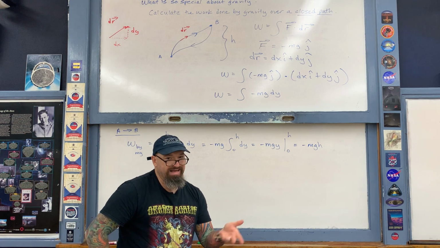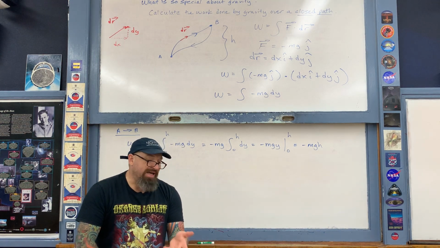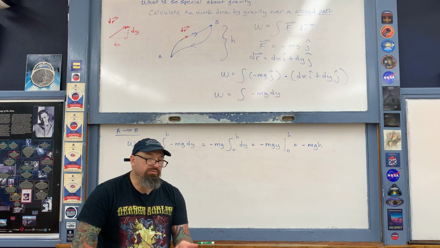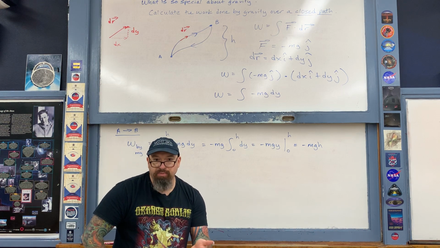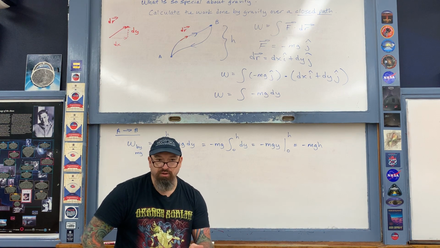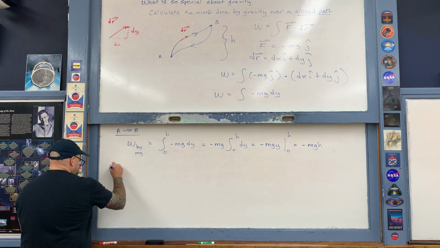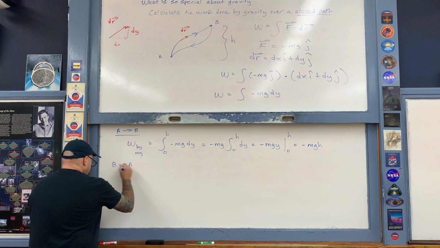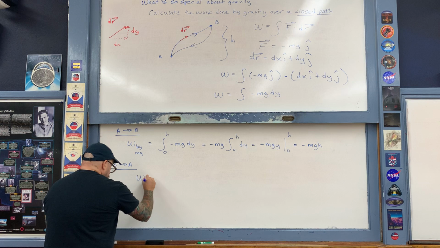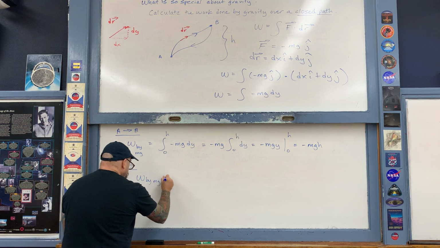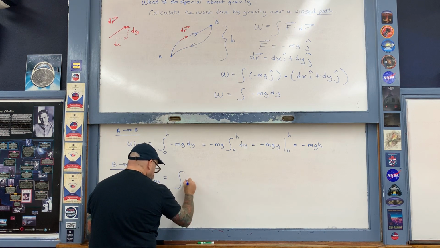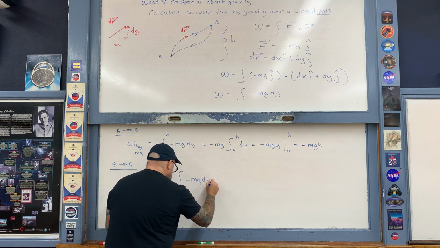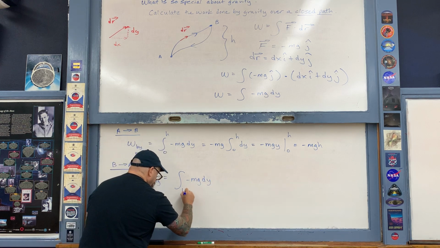Now we go from B to A. Basically, we're just going downhill. So as we go from B to A, all that happens is that the limits of integration reverse. So the work done by gravity is once again the exact same integral as before. That is this expression here, but now we go from h to 0.